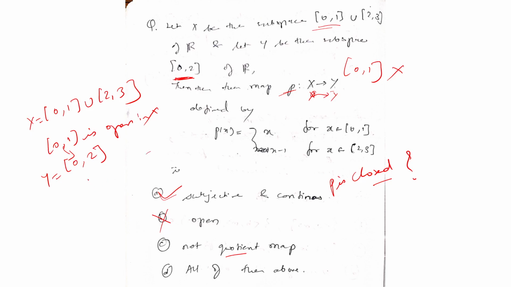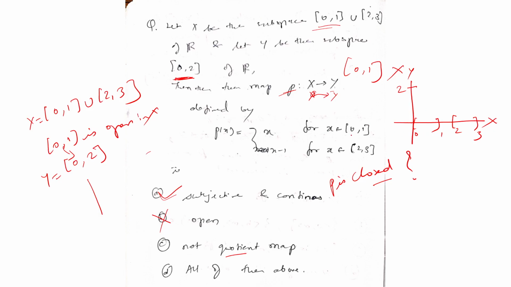ये कंटिन्यूअस मैप है, राइट? मैं पूछ रहा हूँ, मैप कैसा है? हाँ, यहाँ पे x में से आपके पास क्या क्या है? 0 to 1, देन 2 to 3, राइट? और ये कहाँ मैप हो रहा है? 0 to 2, राइट, ऑन y.